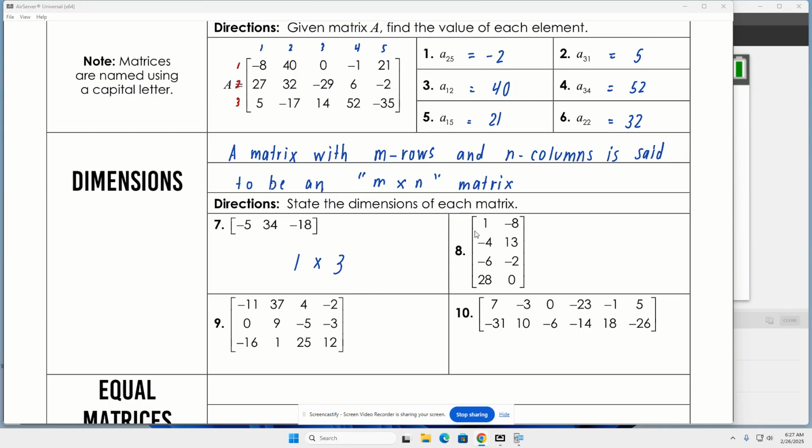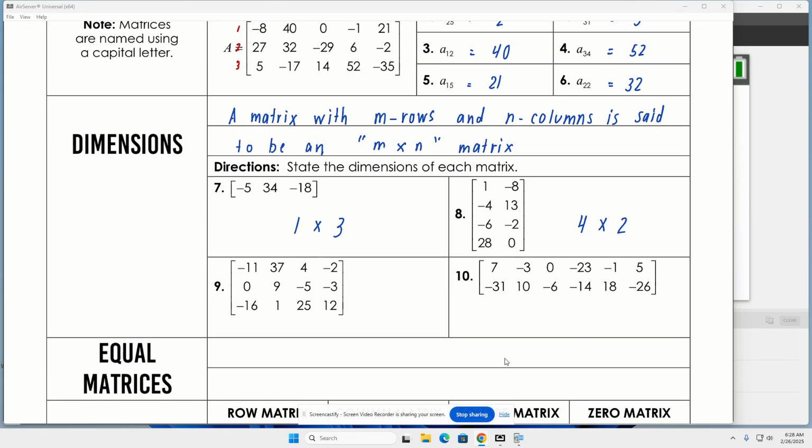Okay, let's do the next one. Again, rows first. So 1, 2, 3, 4 rows. So 4 by, and then 1, 2 columns. So this is a 4 by 2 matrix. Okay, take, again, about 30 seconds and figure out what is the dimensions of this matrix and this one, both.